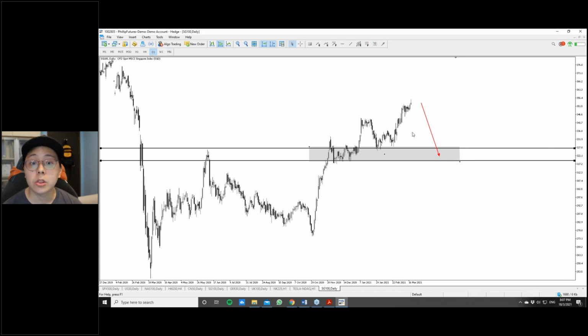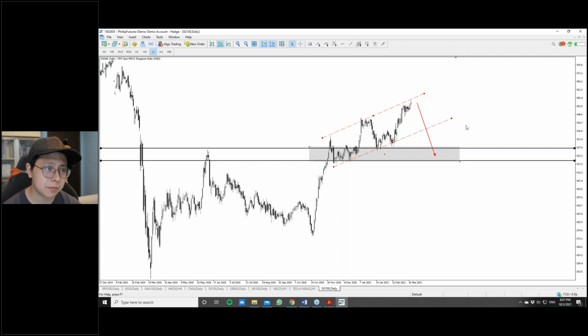Not 100%, but there's a very high probability. Why I say that is because of the combination we are seeing right now: an impulse and then a crawl. 60 to 70% of the time this will happen, so just keep an eye on that.